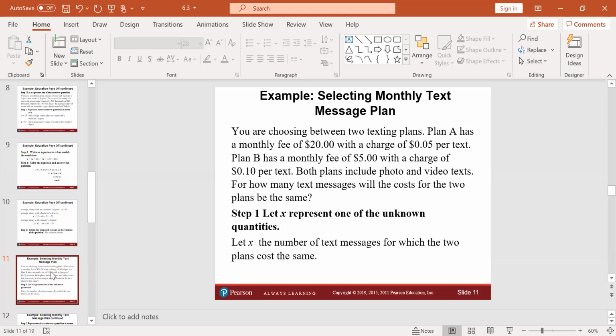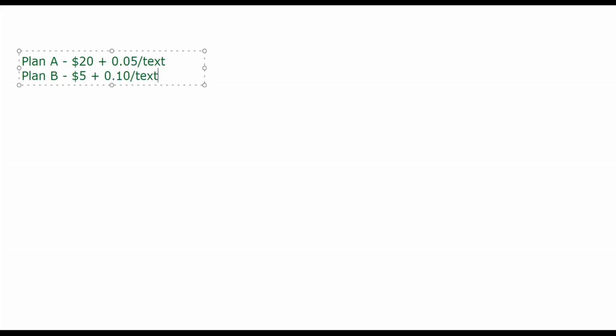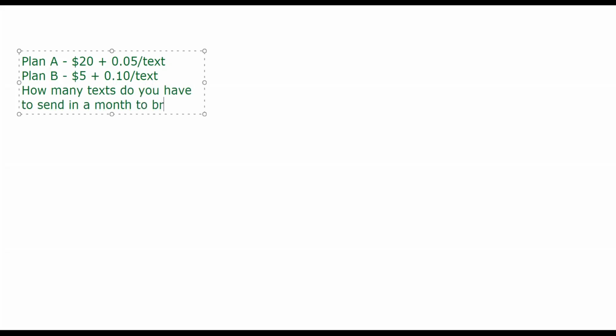So let's figure out at what point will the two cost the same? How many text messages do you need to send each month for the two plans to be equal? So let's just recall here. Plan A is $20 plus 5 cents per text. Plan B is only $5, but then it's 10 cents per text. So just some good little bit of information. How many texts do you have to send in a month to break even on these plans?